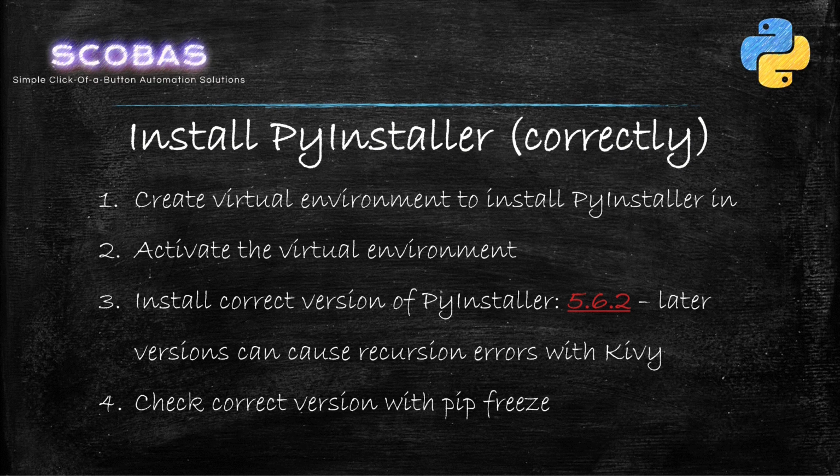There's a particular part that doesn't work, and we will dig into which part that is. But just to be safe, I would install version 5.6.2 of PyInstaller. If not, you can get a recursion error. And then you can check the correct version with pip freeze. I will show you how to do that as well.